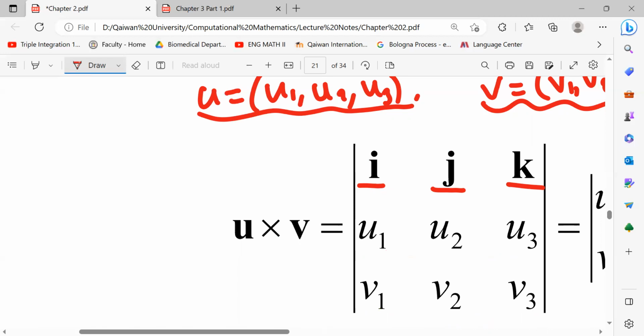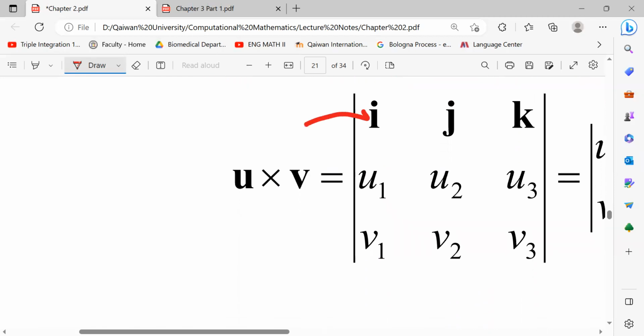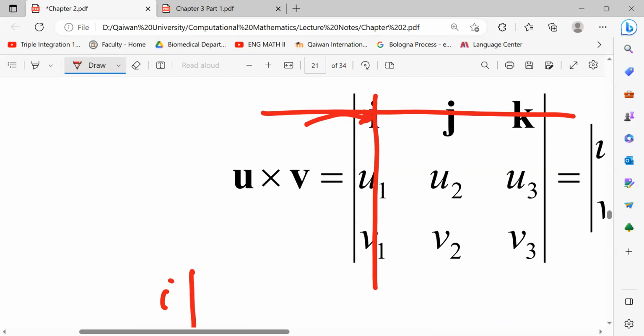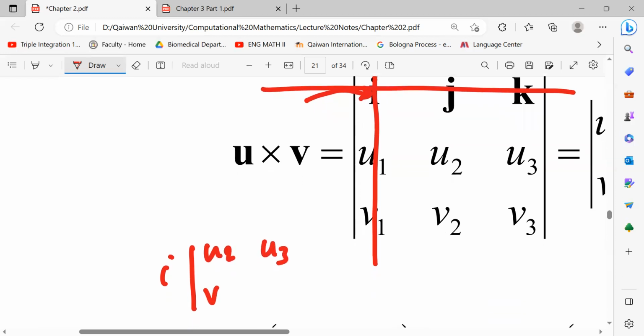If we use row 1 to find the determinant of this matrix, let's say it's matrix A, we say it is A11, which is i, times the determinant after we remove this row and column. We studied this before. What we get is U2, U3, V2, V3. It's always the same for all vectors. The cross product is the same as what I do now.